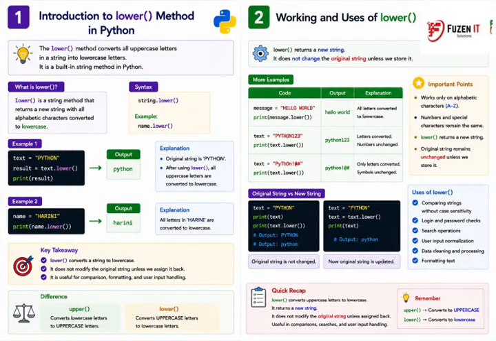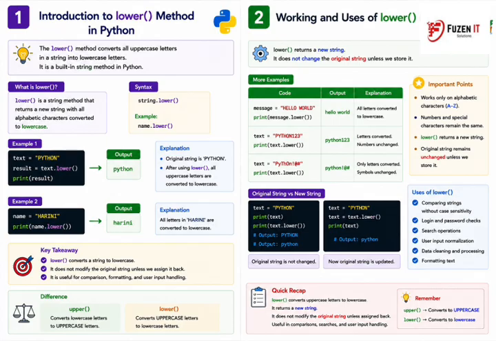Hello everyone. In this video, we are going to learn about the lower string method in Python. The lower method converts all uppercase letters in a string into lowercase letters. It is one of the most commonly used string methods in Python.